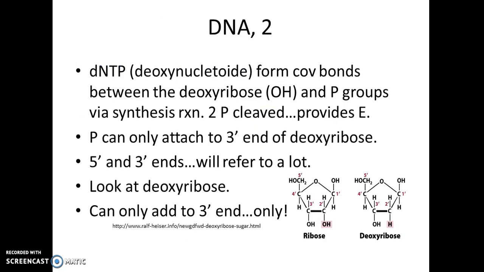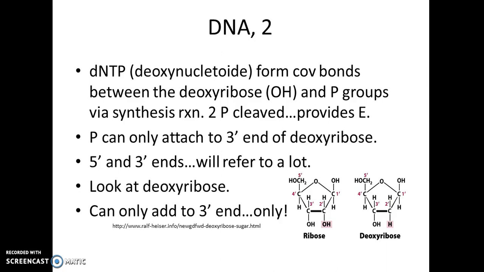The deoxynucleotides will form covalent bonds between the deoxyribose, which is the sugar, and the phosphate group via synthesis reactions. So 2 phosphates are cut off of the deoxynucleotide, and that provides the energy so that the phosphate can add to the 3' end of the deoxynucleotide. What does the 3' end mean?